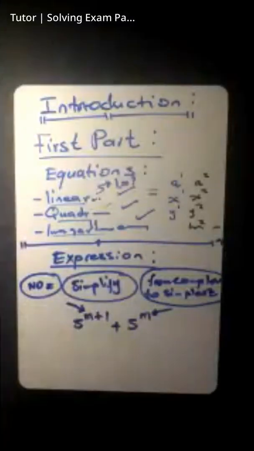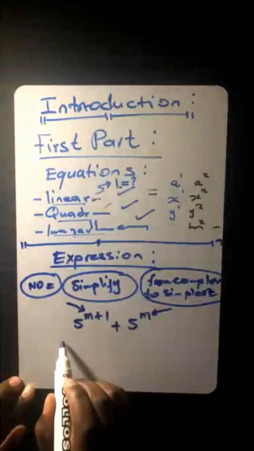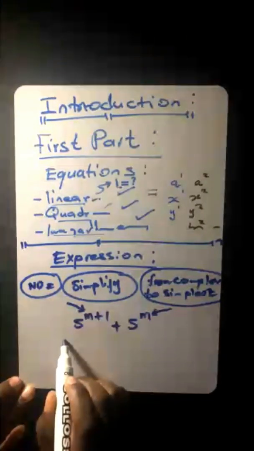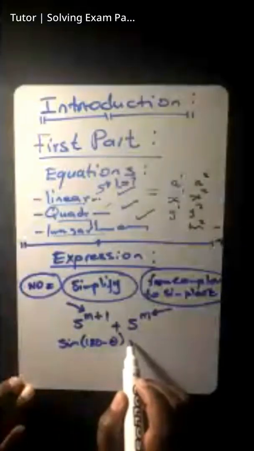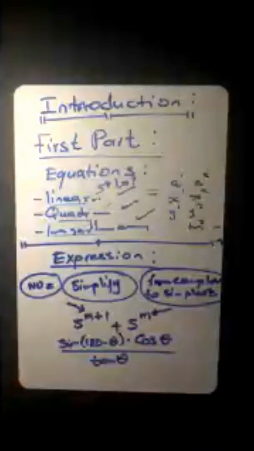So in short, ladies and gentlemen, if you are given something similar to this, let's say you're given sine of (180 minus angle theta) multiplied by cos theta, the whole of this divided by tan theta. Ask yourself the very same question, guys. Is this a problem? Yes, it's a problem. What type of problem is this? Is it an equation or is it an expression? Good people, because I don't see an equal sign, it makes it an expression.